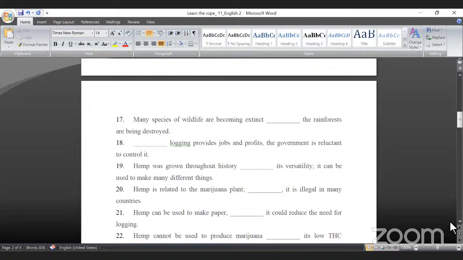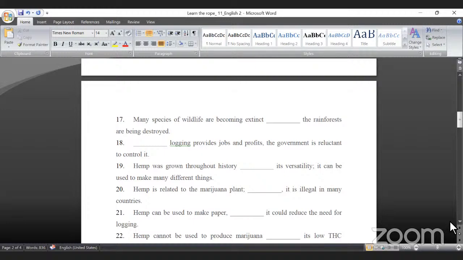Now the 20th one. Hemp is related to the marijuana plant, semicolon, again a separate sentence. There's a comma also after the dash. It is illegal in many countries. Hemp is related to a marijuana plant, so it is illegal in many countries. Correct.